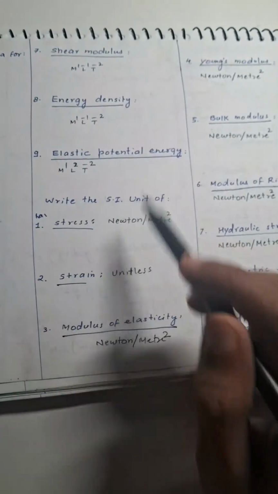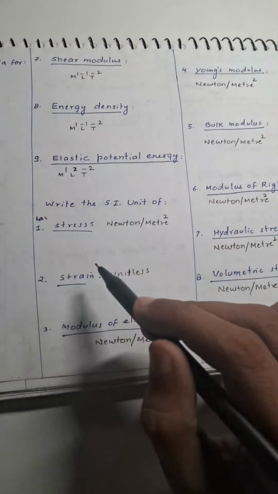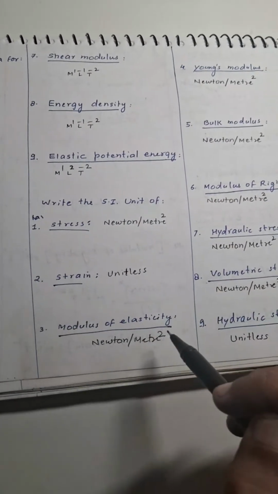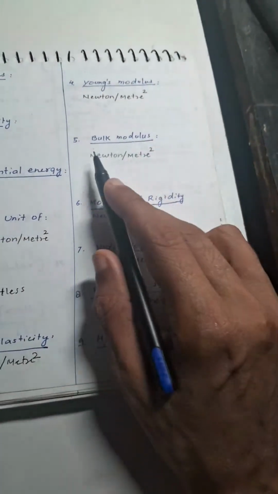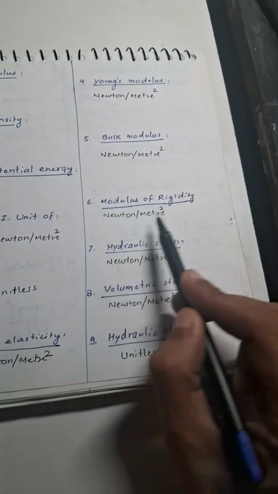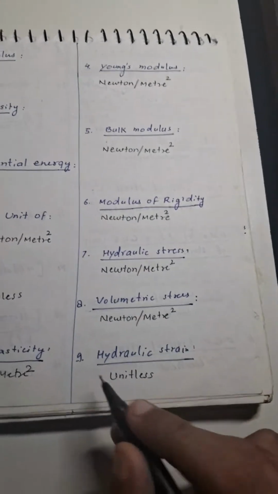Then we have to write the SI unit of the following. For stress, the SI unit is Newton per meter square. Strain is unitless. Modulus of elasticity, Newton per meter square. Young's modulus, Newton per meter square. Bulk modulus, Newton per meter square. Modulus of rigidity, Newton per meter square. Hydraulic stress, Newton per meter square. Volumetric stress, again Newton per meter square. And hydraulic strain is again unitless.